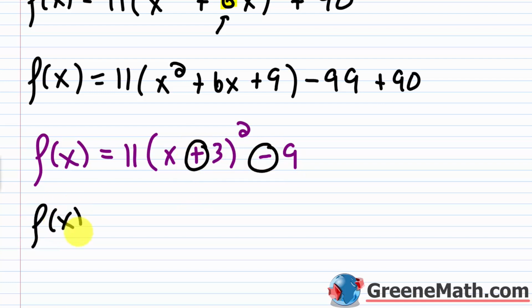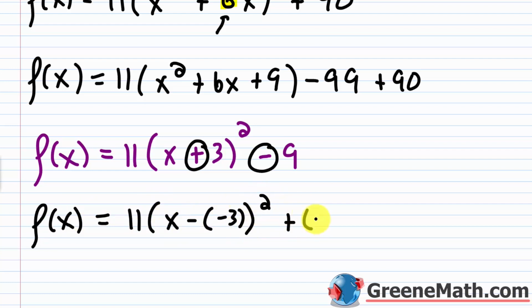So you'd say f of x is equal to 11 times the quantity x minus a negative 3, squared, and then plus a negative 9. So your vertex occurs where? Negative 3, comma negative 9. So the vertex is going to be at negative 3, comma negative 9.